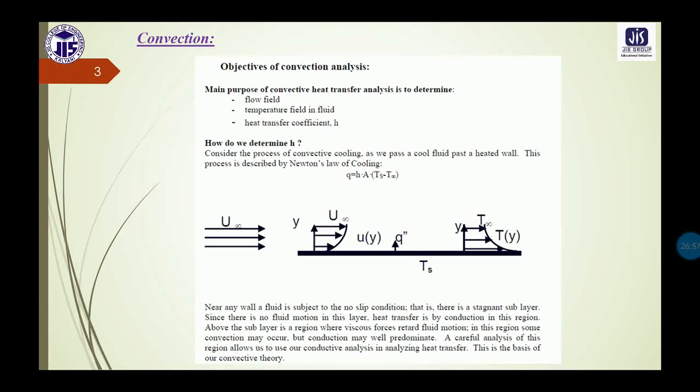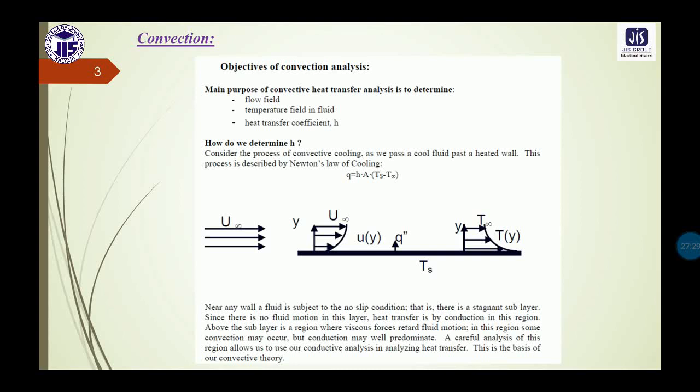So at these contact points, when there is no relative tangential velocity between the fluid and the solid boundary, it is known as the no slip boundary condition. This no slip boundary condition we have considered here. That means there is a stagnant sublayer, where there is no tangential relative velocity. Since there is no fluid motion in this layer, that means what? The heat transfer is by conduction in this region.